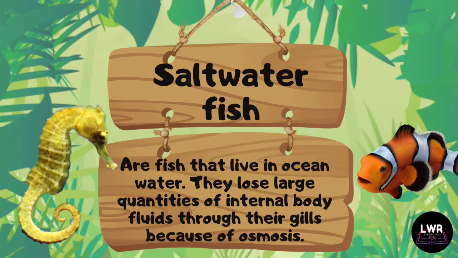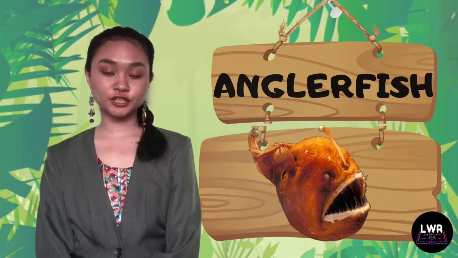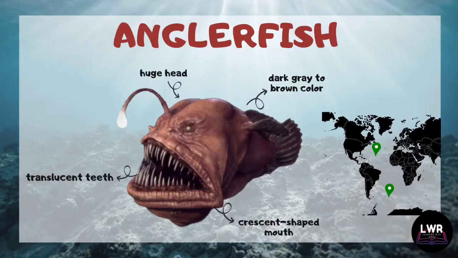Here are the examples. Anglerfish. Have you ever heard of the hideous fish that enjoys swimming in the lonely and lifeless bottom of the ocean? If you don't, then let me introduce you to the anglerfish, which inhabits a part of the ocean that is 200 meters below the surface. The physical characteristics of an anglerfish include having a huge head, an enormous crescent-shaped mouth, translucent sharp teeth, and dark gray to brown in color.